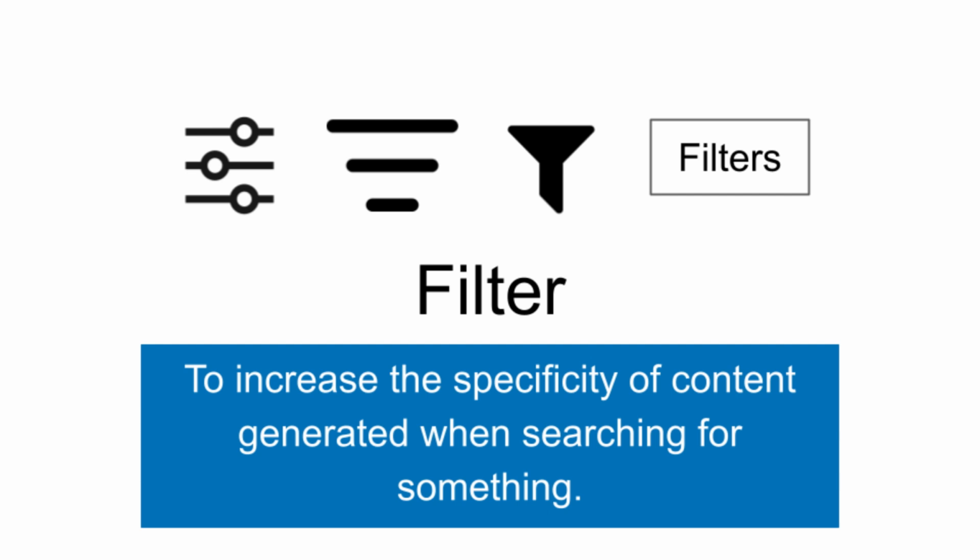Another useful icon is the filter icon, which is used to increase the specificity of content generated when searching for something. The filter icon can look different depending on which app you are on, so let's look at some examples.